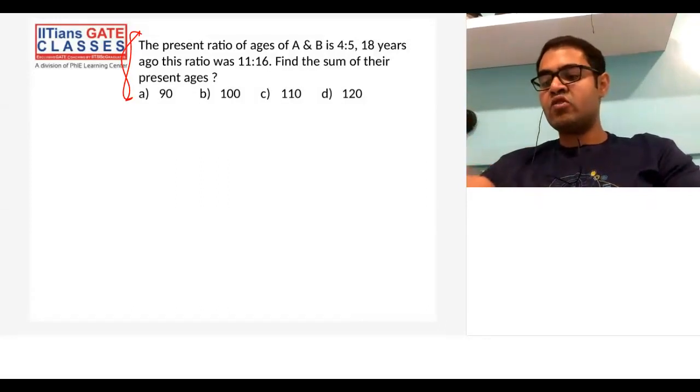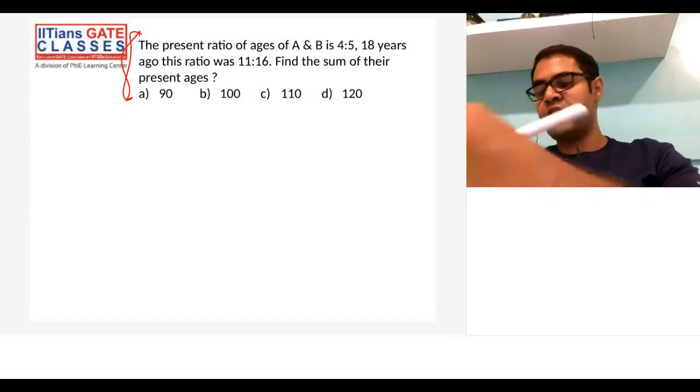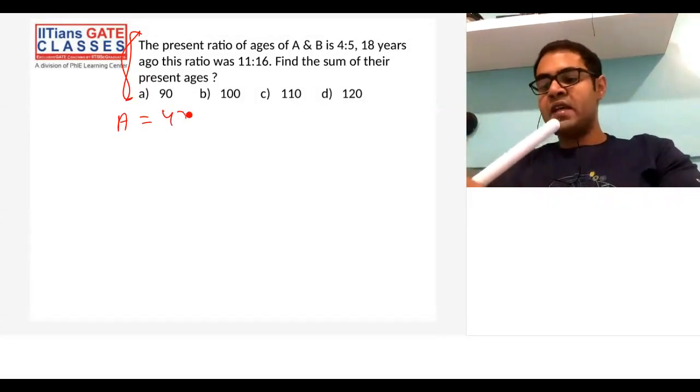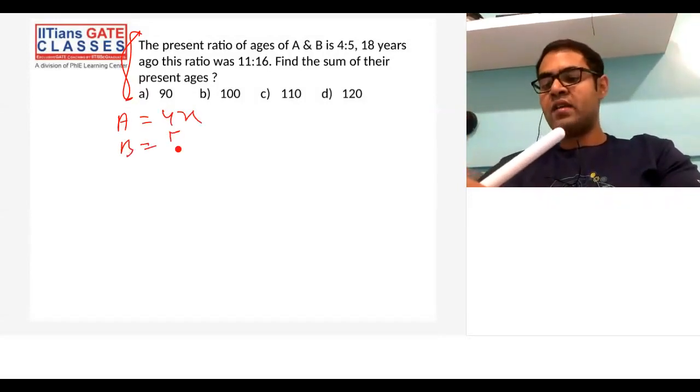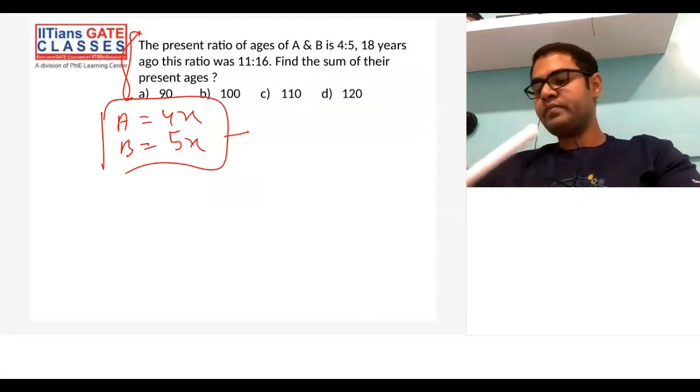The present ages ratio of A and B is given to you as 4:5. So A's age I can write as 4x, B's age I can write as 5x. Okay. These are present ages.